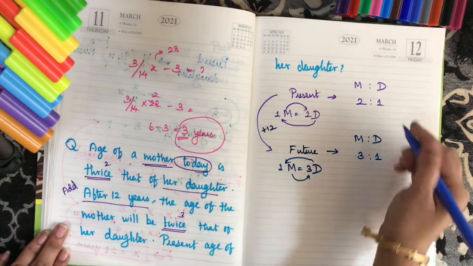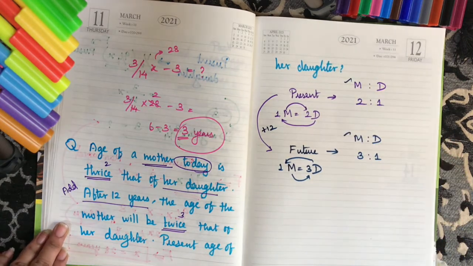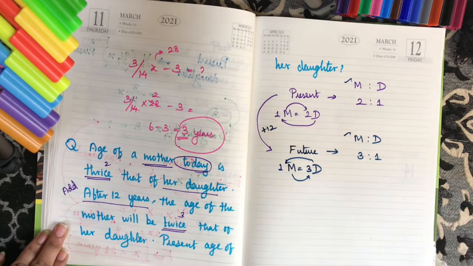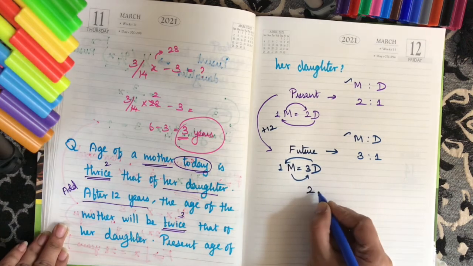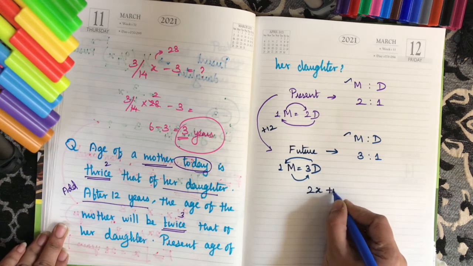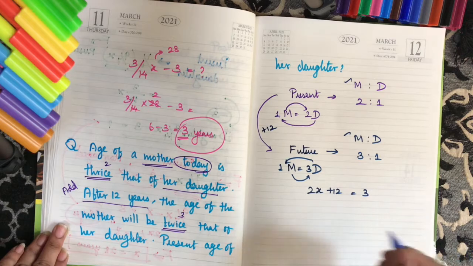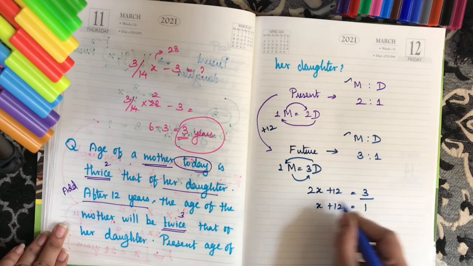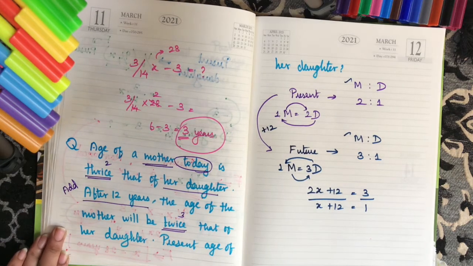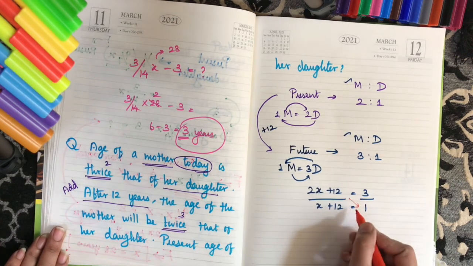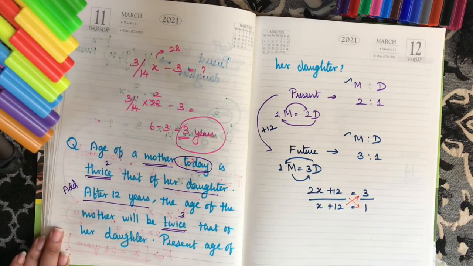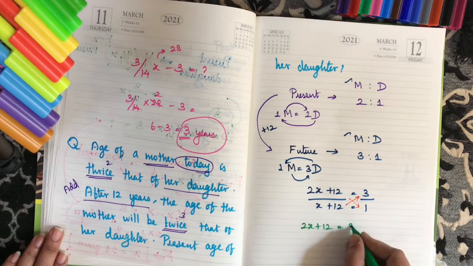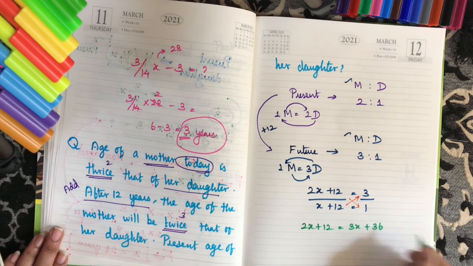So we have found the ratios here. So there is no common difference. So we can easily solve it by equation. So 2x plus 12 which is equal to 3. Again x plus 12 which is equal to 1. So this is what the equation. Just solve it. If I solve from this to this, right? So 2x plus 12 which is equal to 3x plus 36.